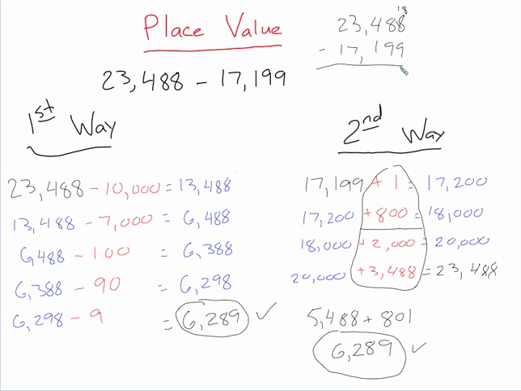Start here, 18 minus 9 is going to give us 9 here. 17 minus 9 is going to give us 8. 3 minus 1 is going to give us 2. 13 minus 7 is going to give us 6. And 6,289. Every one of those is all the same. That is the two different ways to do the place value subtraction.